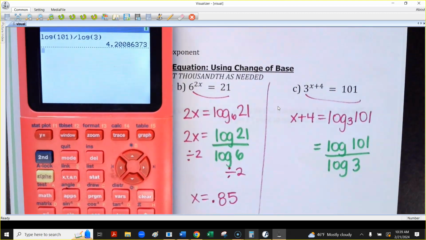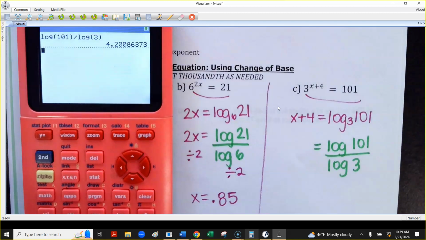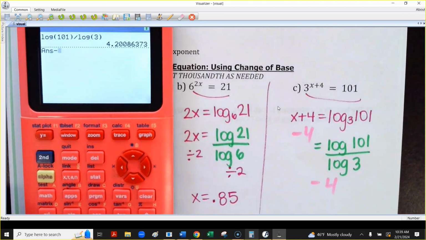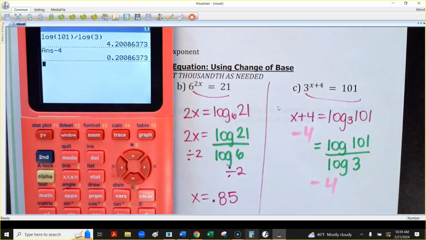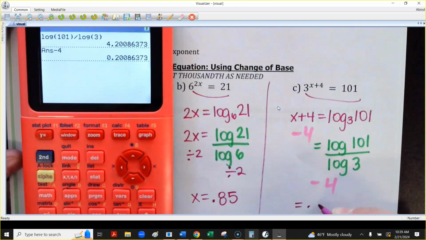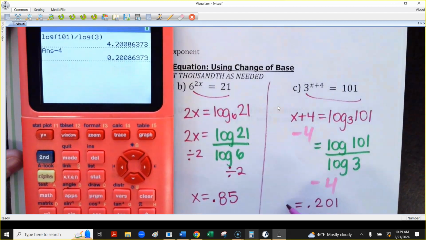Okay, now, what would I do there to get my actual answer? Subtract 4. So just do it right on the screen. I'm going to subtract 4 from this. So just do minus 4 right on the screen. It is okay for your answer to be a negative number. You just can't take the log of a negative number. This is just a super small number. This is 0.201 to 3 decimal places.